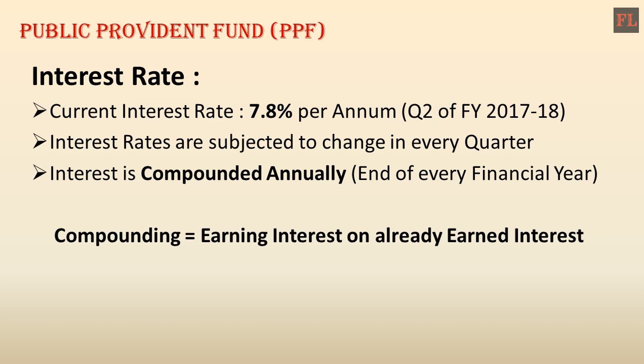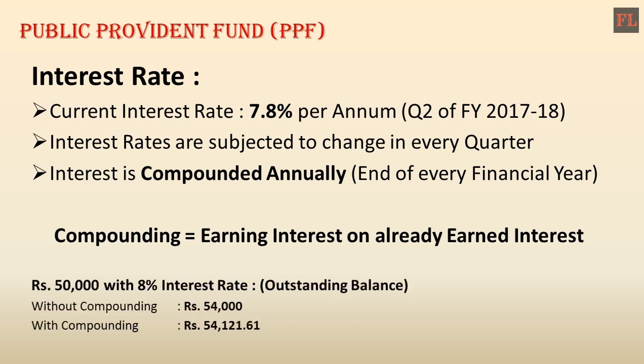So for starters, let's see one example. Let's say we have rupees 50,000 and an 8% interest rate. Without compounding it will be 54,000, which is just 8% of the 50,000. Whereas with quarterly compounding, we will get a total outstanding balance of 54,121. So that's the power of compounding, or you can say the magic of compounding.